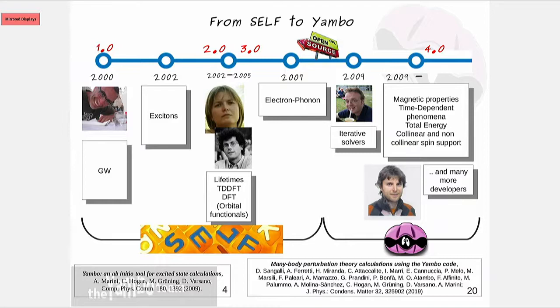We started in 2009, so that's already 10 years. There are so many things. You can get an idea just from the fact that in the first paper that we published, when the code was made GPL in 2009, we were 4. Now we are 20. In the last papers we published last year, we are 20.